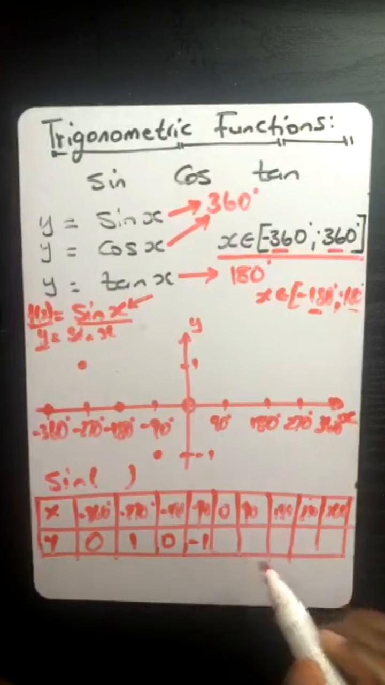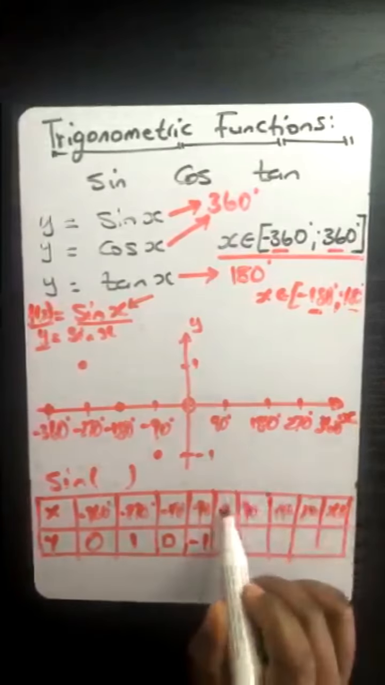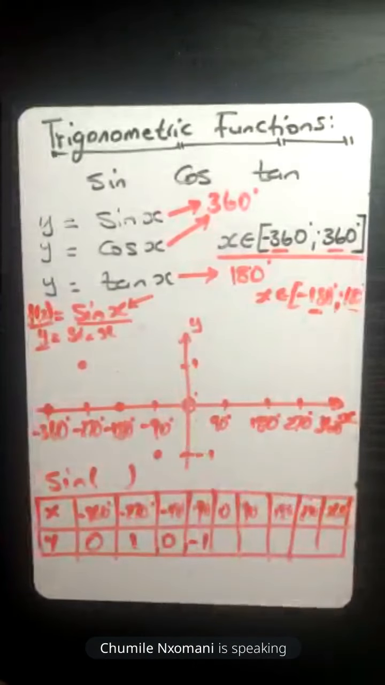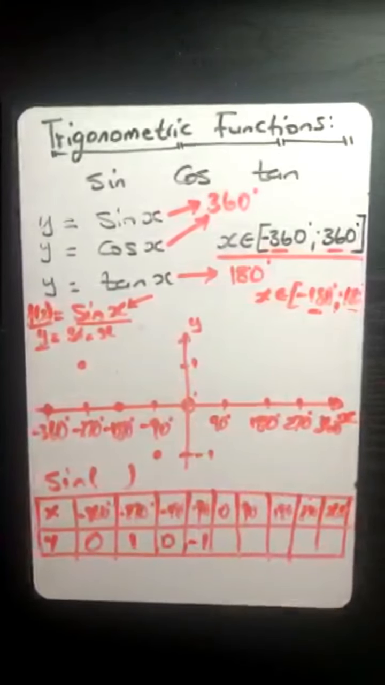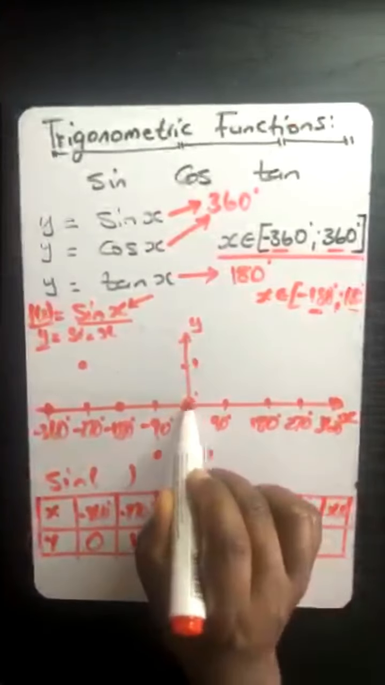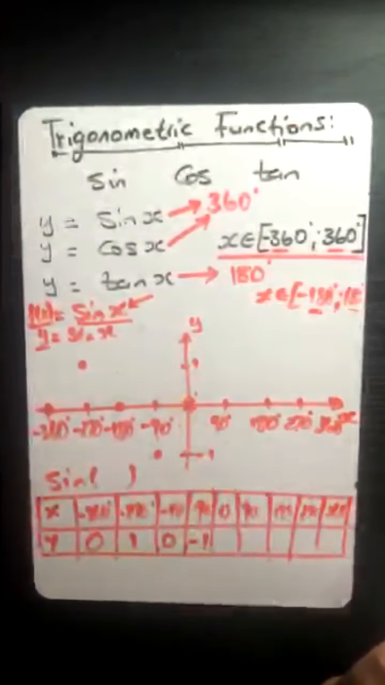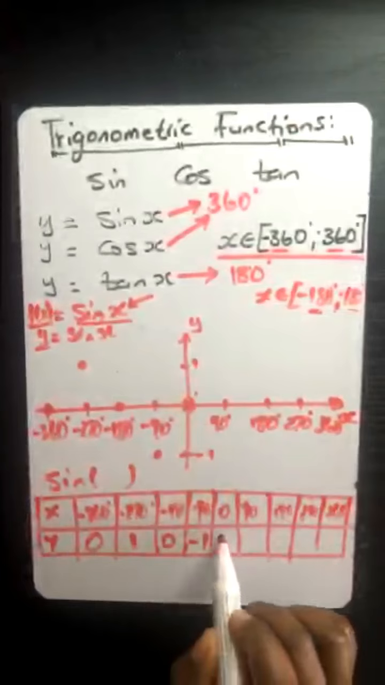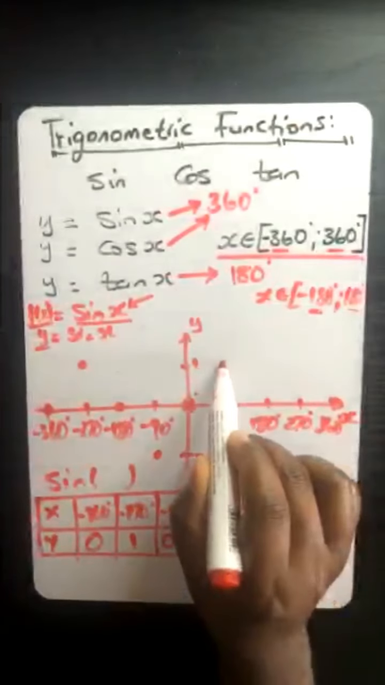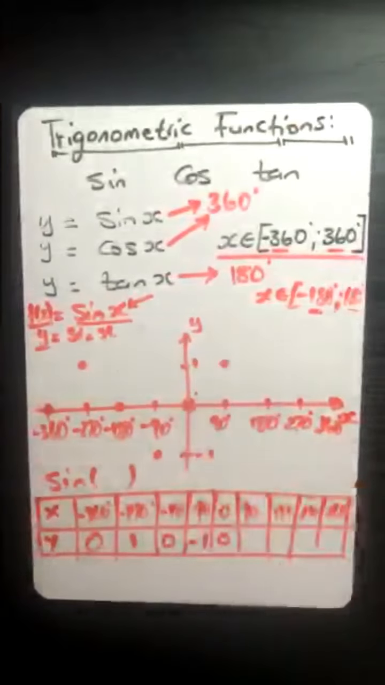You skipped 0, Chumi. So 0 is also an angle there. Oh, yes. Sine of 0, I'm getting 0. Then you make a dot at that intersection, because that's where x is 0 and y is 0. Next one, you said you got 1. This is where you make a dot. What about the next one?